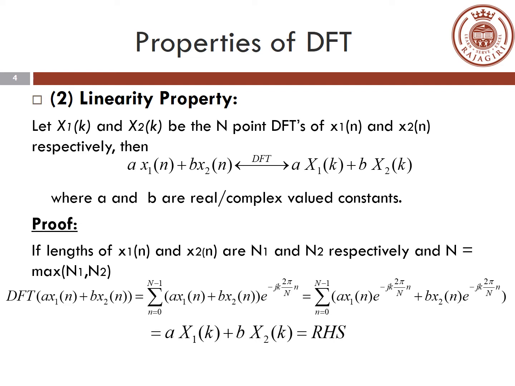Okay. And distributing the sigma to both the terms, and taking the a out, you get it as a x1 of k. Here taking the b out, you get it as bx2 of k, and that is your RHS. So this is also a proof that can be proved very directly.